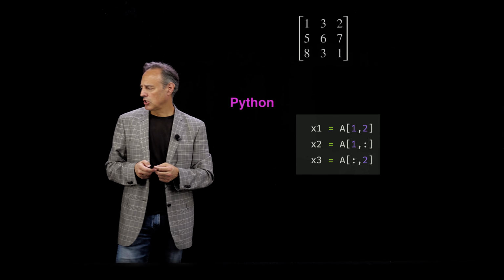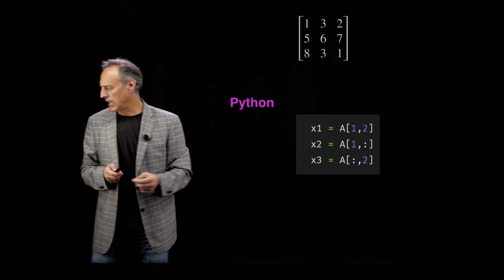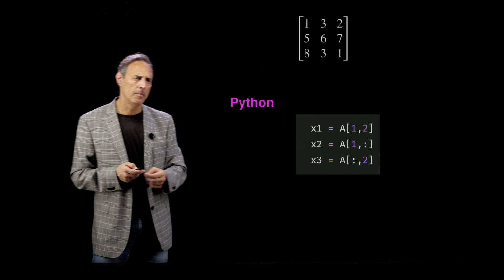Okay. Now let's look at the second line of this code, which if you look at it here, it's A1, colon.